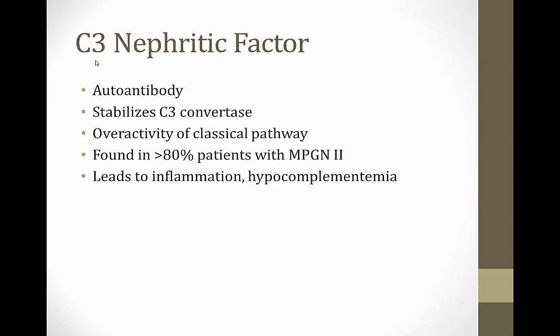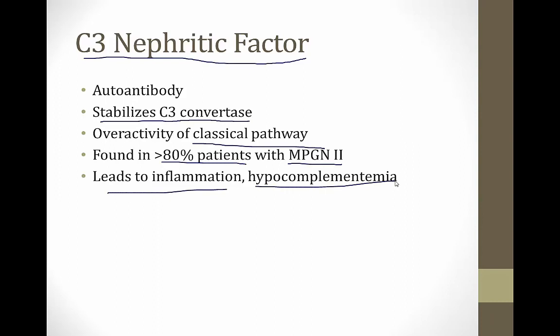There's an autoantibody found in glomerular disease called C3 nephritic factor. It's an autoantibody that stabilizes C3 convertase, and this leads to overactivation of the classical pathway. This autoantibody is found in over 80% of patients who have membranoproliferative glomerulonephritis type 2. I talk about this in more detail in the renal modules. It leads to inflammation and hypocomplementemia from overactivation of the complement pathway.